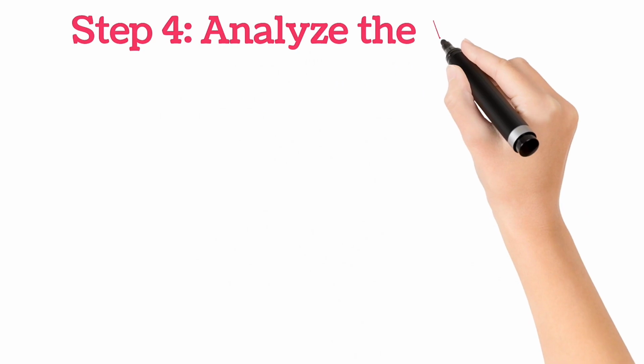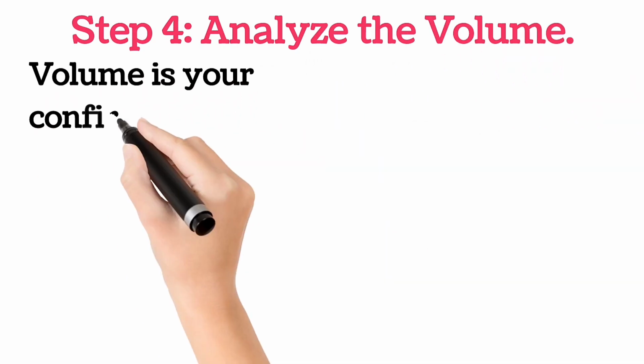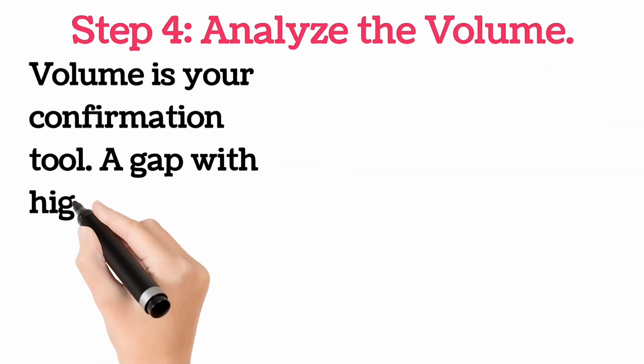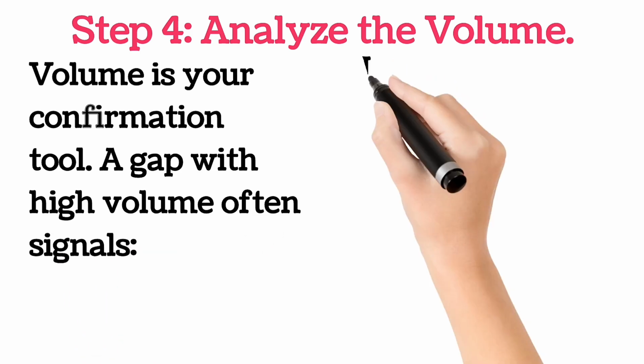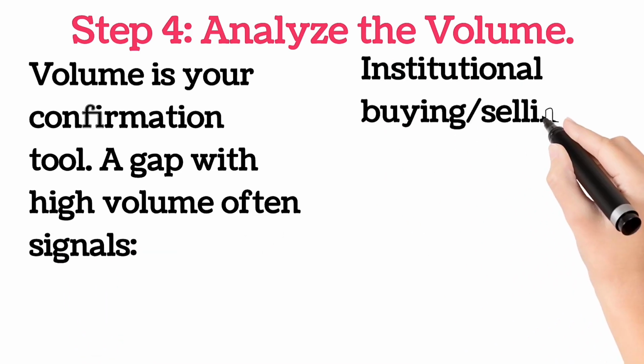Step 4. Analyze the volume. Volume is your confirmation tool. A gap with high volume often signals institutional buying or selling.